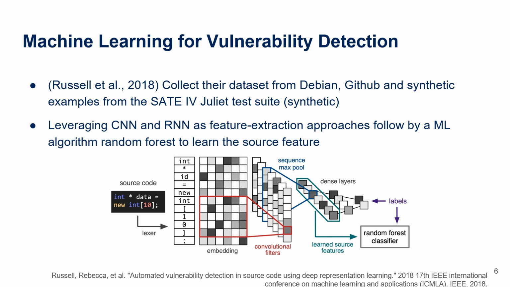On the SATE IV dataset, the model achieved an F1 score of 0.84, performing well. However, when applied to the Debian and GitHub datasets, the F1 score was much lower, indicating that the model performs well on the synthetic dataset, but not as effectively on real-world datasets.